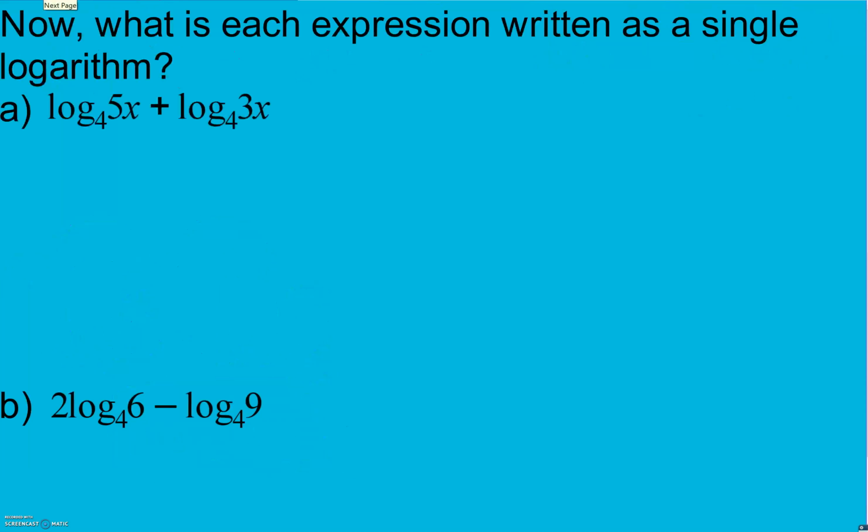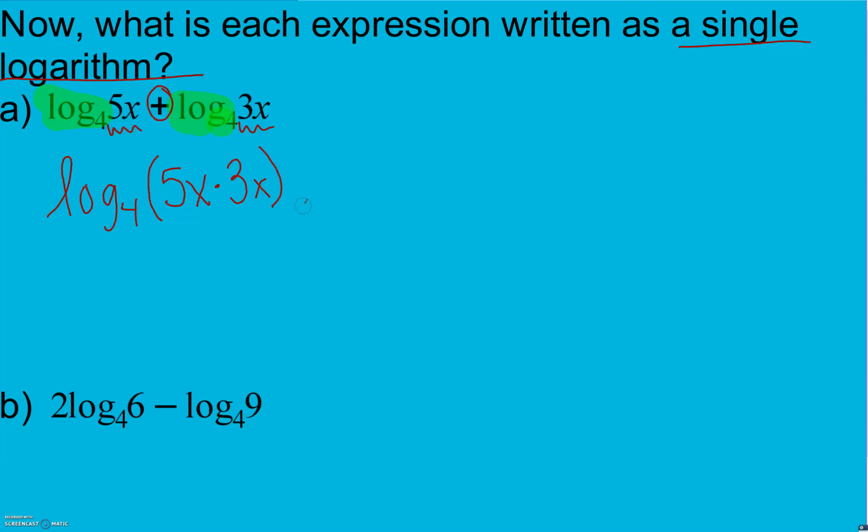Now let's try some. You can go ahead and pause here if you want. Try these. I'm going to start working them out. So here we have logarithms with the same base, log base 4. So what I'm going to do is I'm going to combine those into one. We want it as a single logarithm. So log base 4, we're adding, so that means I'm going to take these values here and multiply them. 5x times 3x.